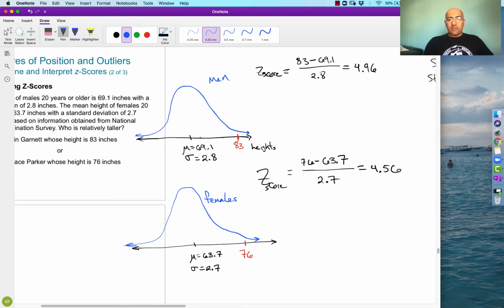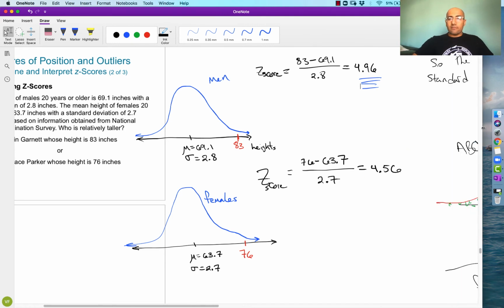whereas Garnett is almost 5 standard deviations to the right of the mean. Parker is a little bit more than 4.5 multiples of standard deviation to the right. So we can say that Garnett is the more unusual case. It's more rare to find an 83-inch tall male than it is to find a 76-inch tall female. They're both very rare at very high z-scores, but this score is a little bit higher. It's a little bit farther to the right. It's a little bit more unusual than this one. So we would say that Kevin Garnett is a more rare find.